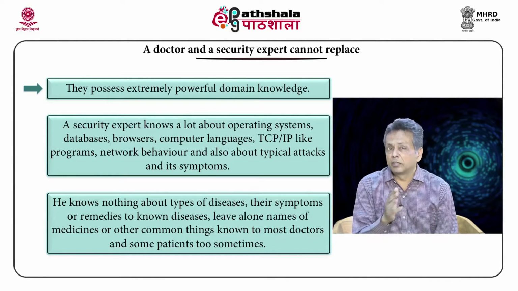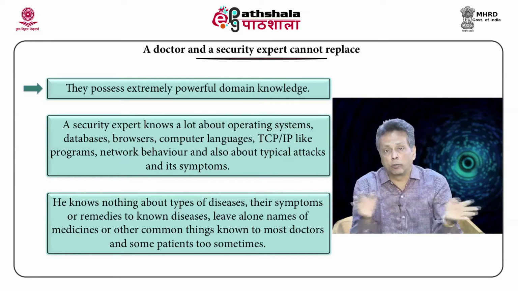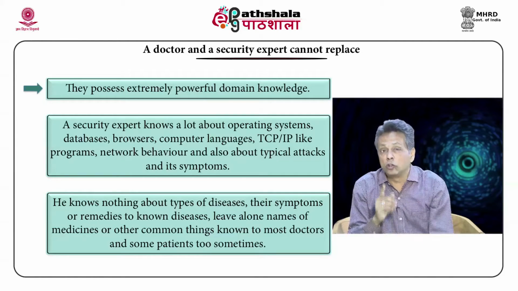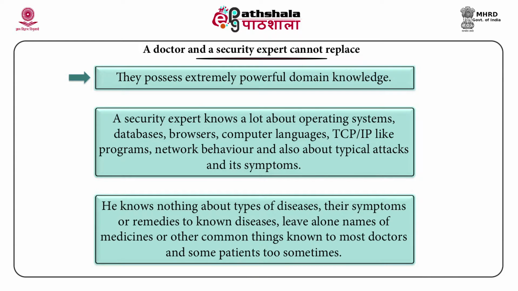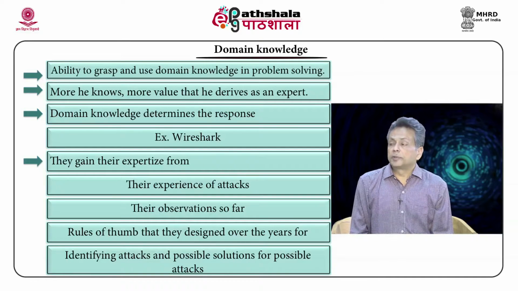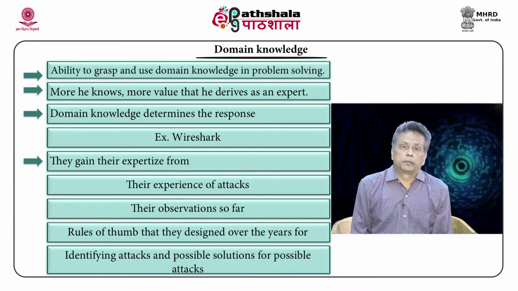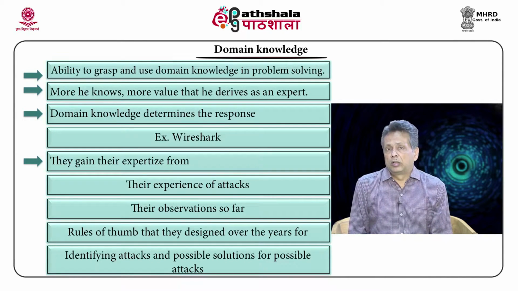Okay. So, that is the difference. There are two different types of knowledge. One, the problem solving knowledge which is common across experts, and the domain knowledge which is not common, which is precisely the power of the expert. Now, they cannot replace each other, okay, that is the point. And domain knowledge is about the ability to grasp and use domain knowledge in problem solving, okay. And the more the expert knows, the better he is, okay.